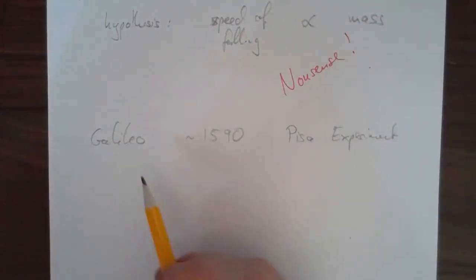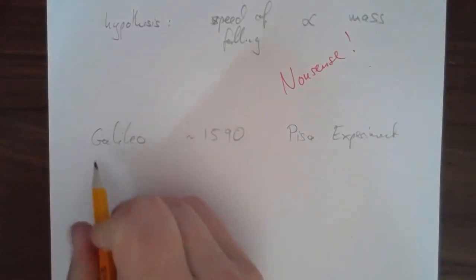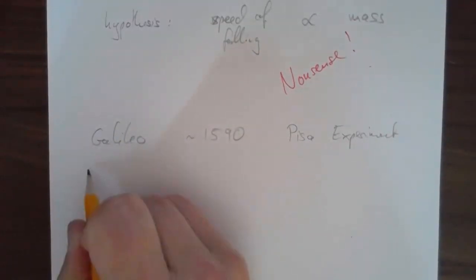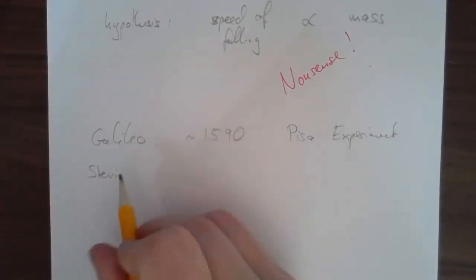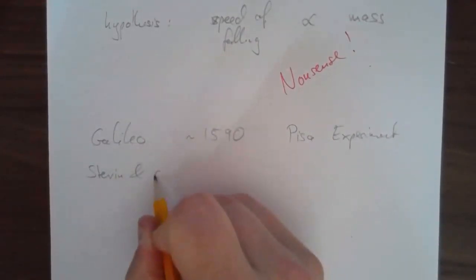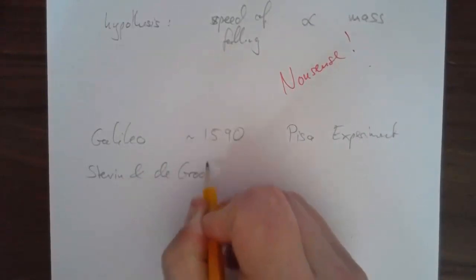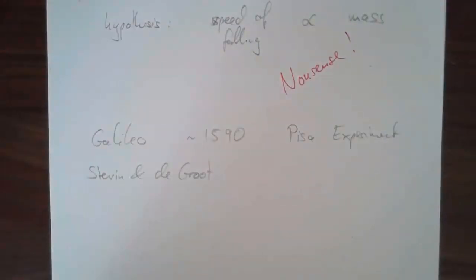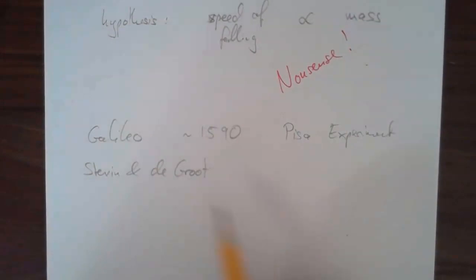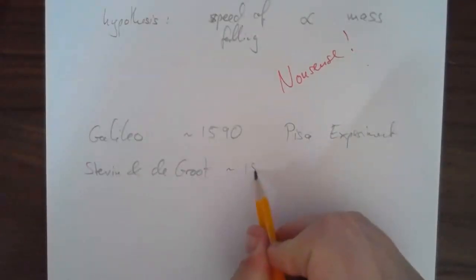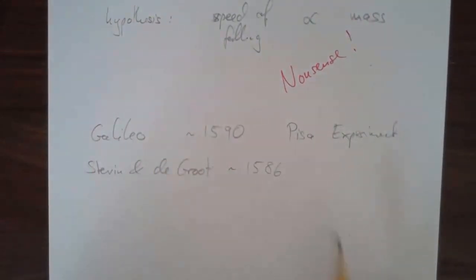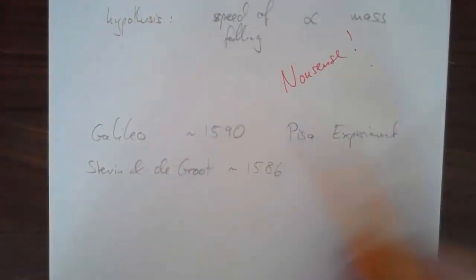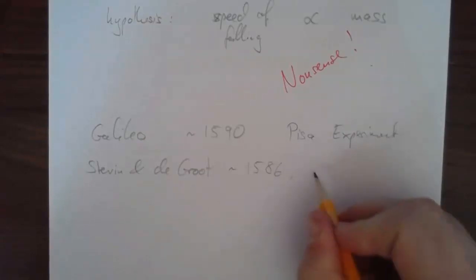So interestingly, there was a similar experiment done earlier in Delft by a physicist and mathematician, Stevin and de Groot. Now, I don't speak Dutch, so I don't know if I'm pronouncing this right. De Groot, something like that. I think that was around 1586, I want to say. So a couple of years before Galileo, but Galileo's is the more famous one.